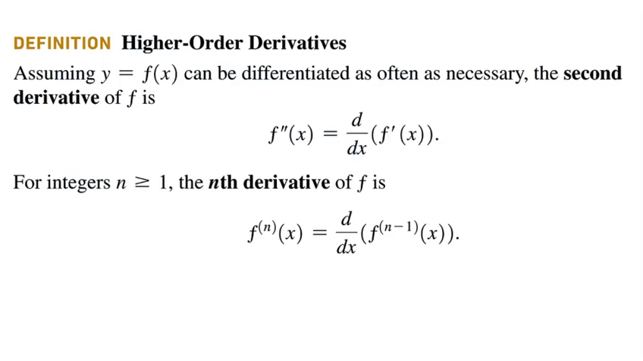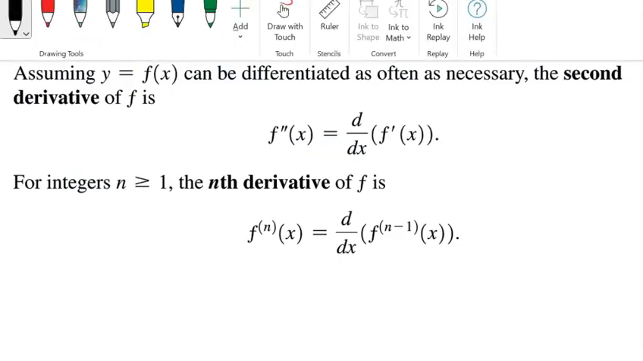So we just learned about first derivatives, or what we've been calling derivatives. They're also called first derivatives once we start to talk about higher order, which means a second derivative or a third derivative. Okay, so here's your definition. See if this makes sense.